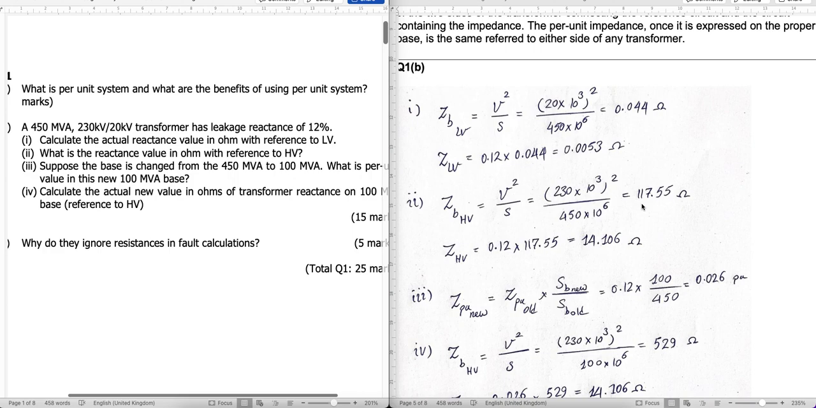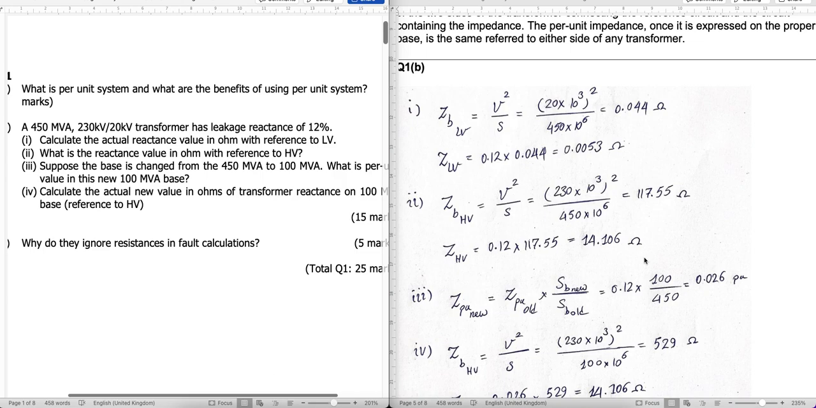117.55 ohm. And then when you go to calculate the actual impedance, you multiply the per unit impedance by this base impedance. 0.12 or 12% of 117.55. That is 14.10 ohm.